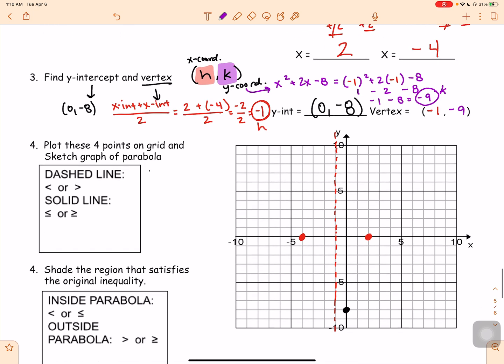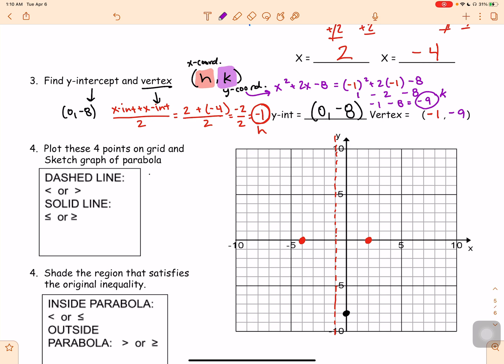Okay, so you can always do that, or you can rewrite the entire equation into vertex form by completing the square. But normally students like to do this. They find the midpoint right here between the x-intercepts, and then they plug that in to the equation to get the y-coordinate. So we have -1, -9.